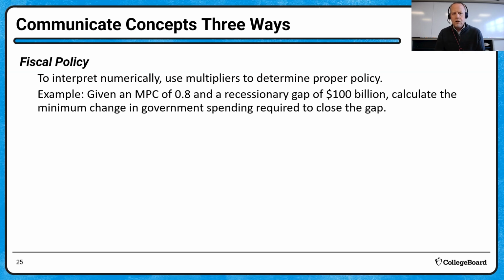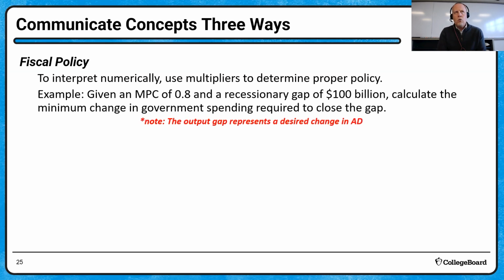Here's an example. Given an MPC of 0.8 and a recessionary gap of $100 billion, calculate the minimum change in government spending required to close the gap. Okay, any question like this, you have to approach it from the angle of, all right, what information did they give me? And what are they asking me to do? What do I need to find? So in this case, they're asking you to close the gap using fiscal policy. You're only going to calculate government spending. You're not going to use taxes in this case because ceteris paribus, it didn't ask us to.